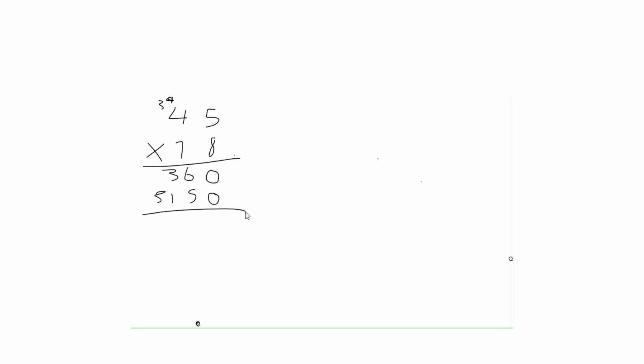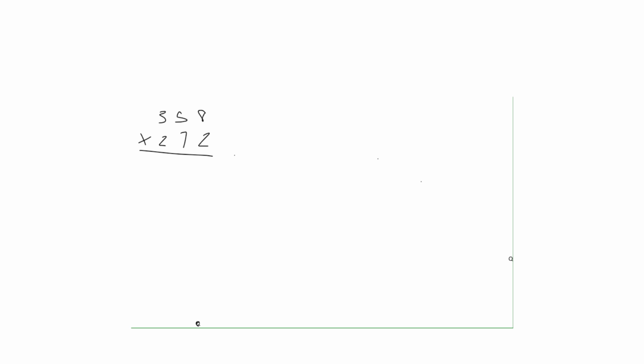And then what we're gonna do next now is we're gonna add this part. 0 plus 0 is 0. Then we're gonna have 6 plus 5, and that's 11. We keep the 1, carry 1. 3 plus 1 is 4, plus the 1 from the 11 is 5, and the 3 here. So that's 3,510.